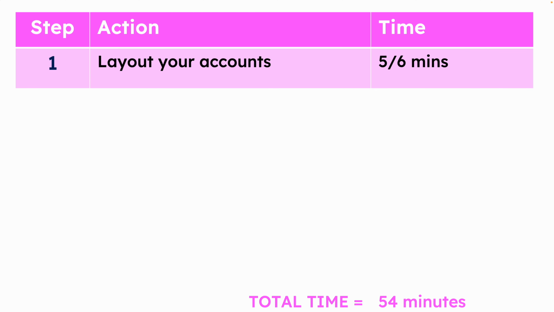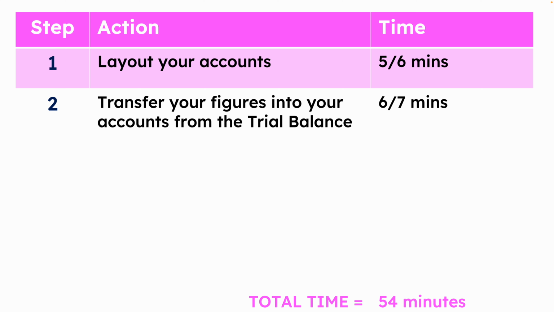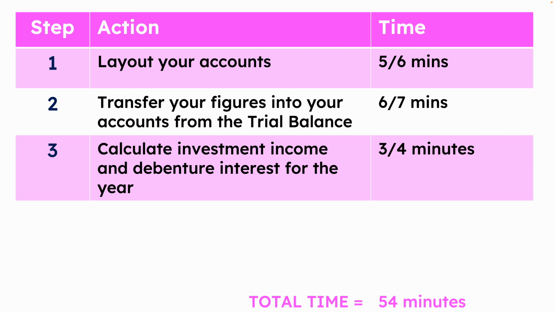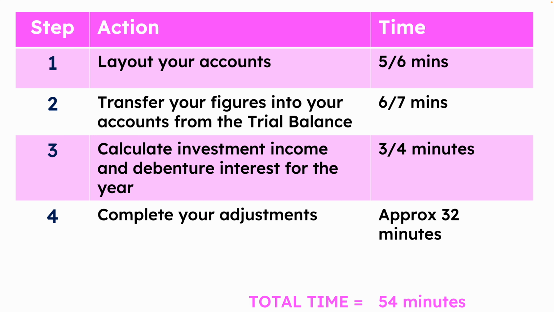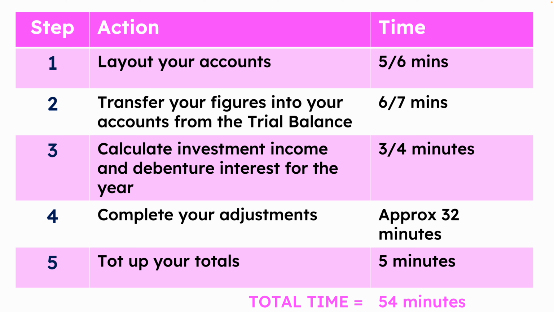Step 1, lay out your accounts, which will take 5 or 6 minutes. Step 2, transfer your figures into the accounts from the trial balance, which will take 6 or 7 minutes. Step 3, calculate investment income and debenture interest for the year, which will take 3 or 4 minutes. Step 4, complete your adjustments, which will take approximately 32 minutes. Step 5, tot up the totals, which will take approximately 5 minutes. So in total there, it would be 54 minutes.